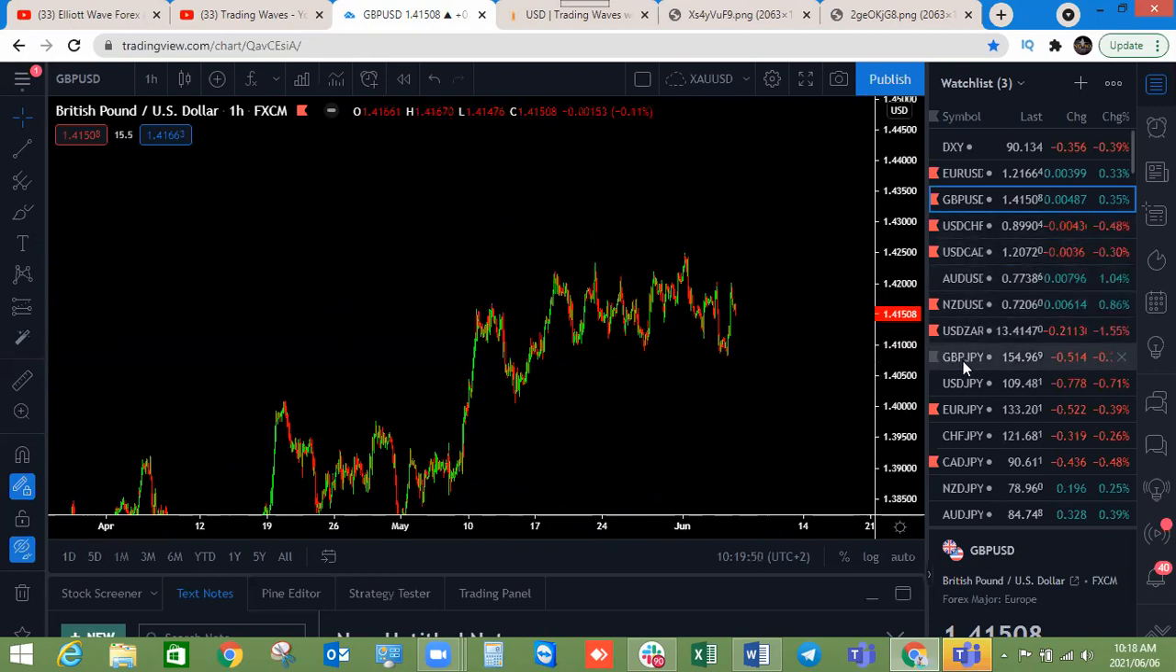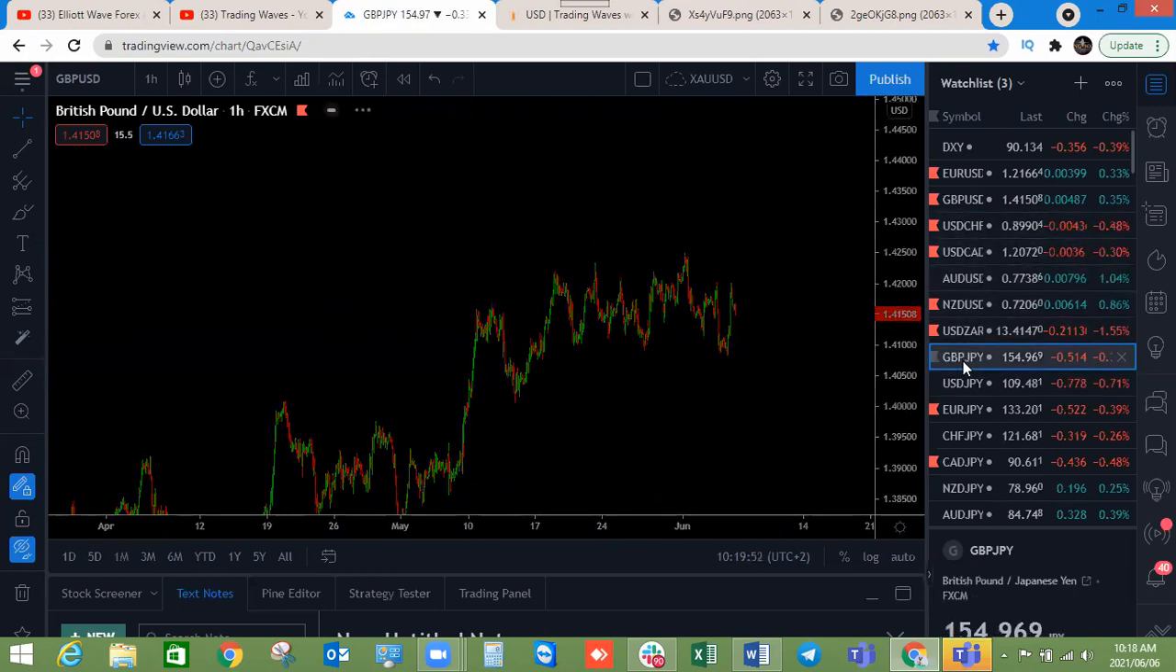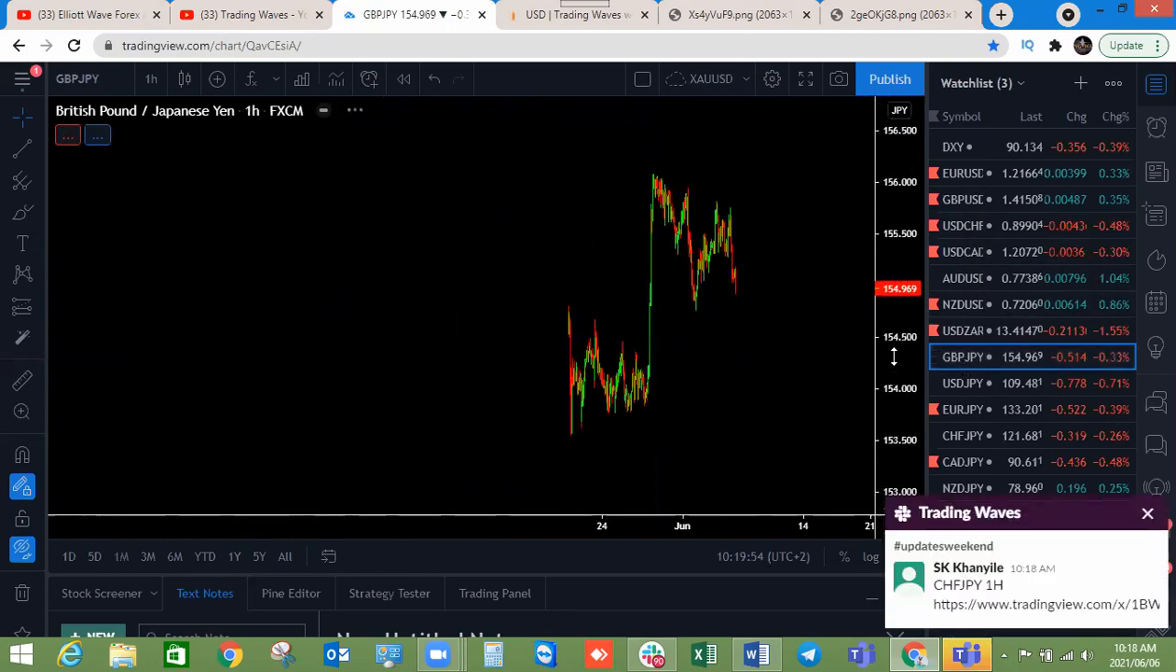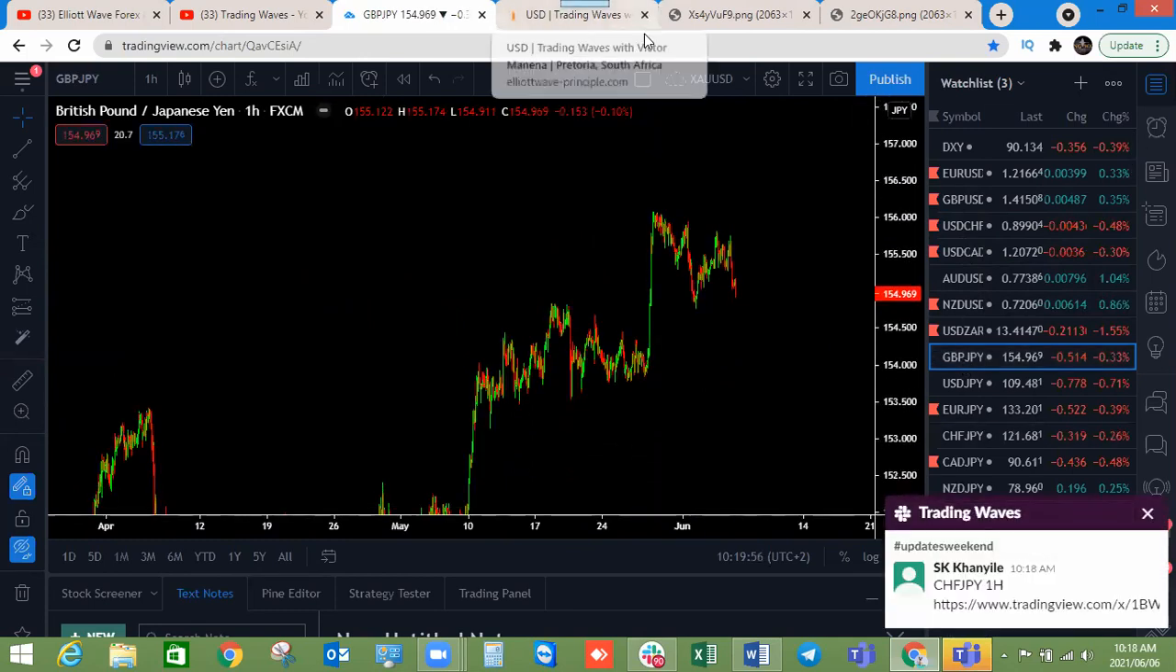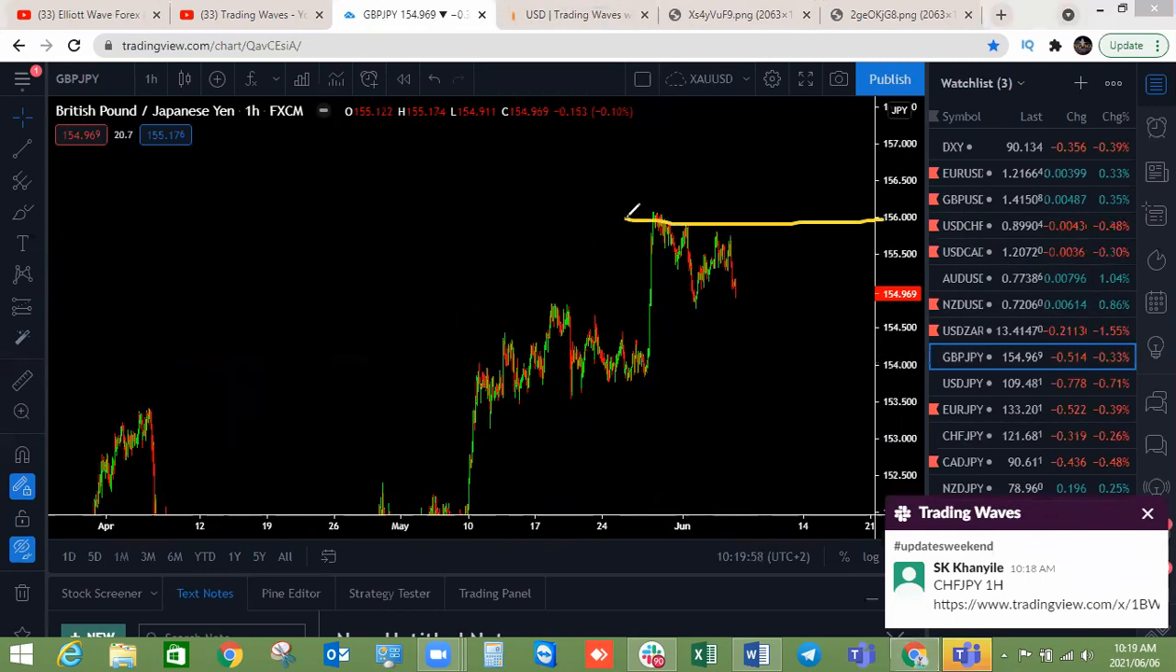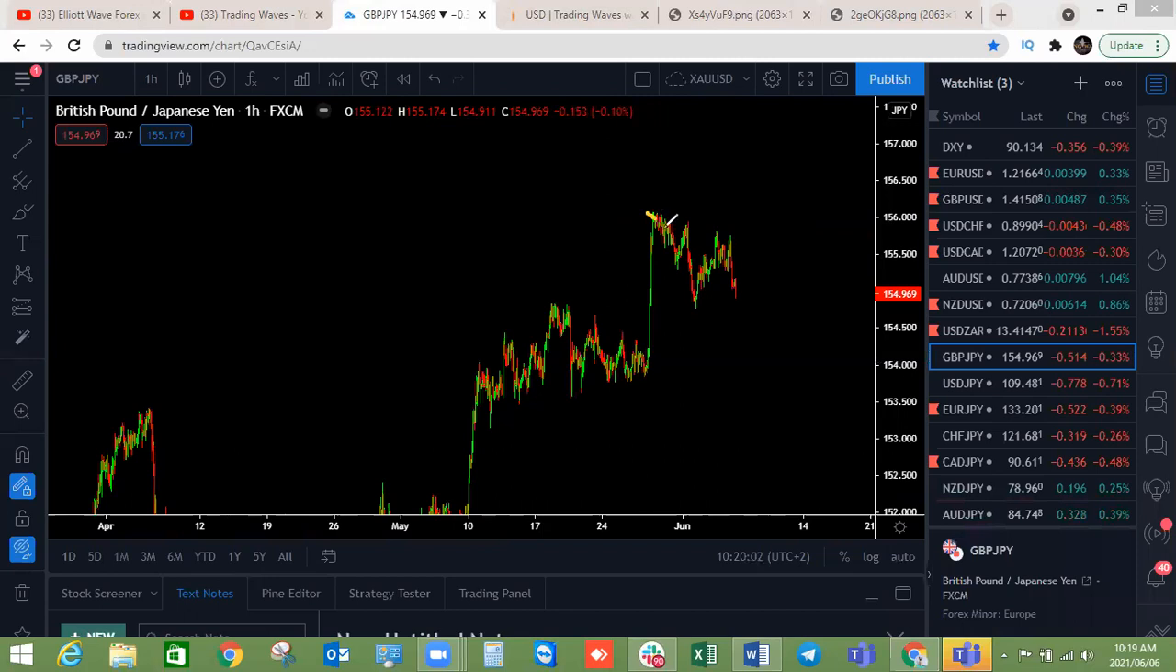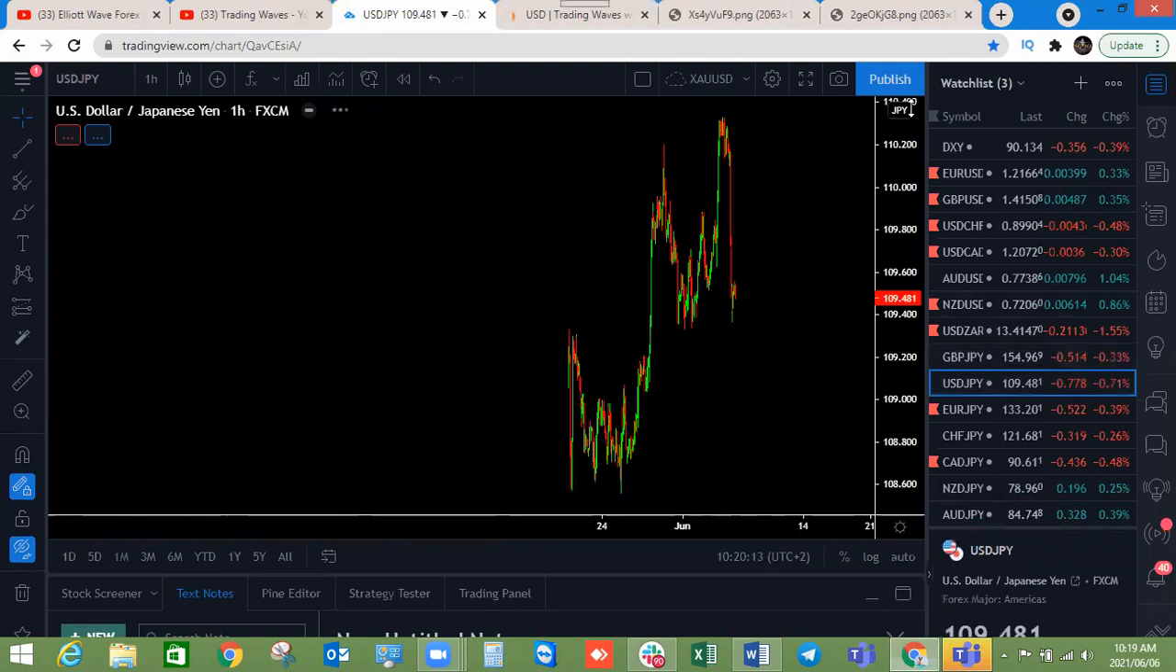We've gone through all the US dollar pairs. Let's go through the yen pairs. We've already gone through pound yen. As we've indicated, we have now reached that 156 that we forecasted a couple of months ago or weeks ago. So now we are currently here. We're looking for this one to start making a move to the downside, at least around this level for now. So that's how we're going to be looking at pound yen.